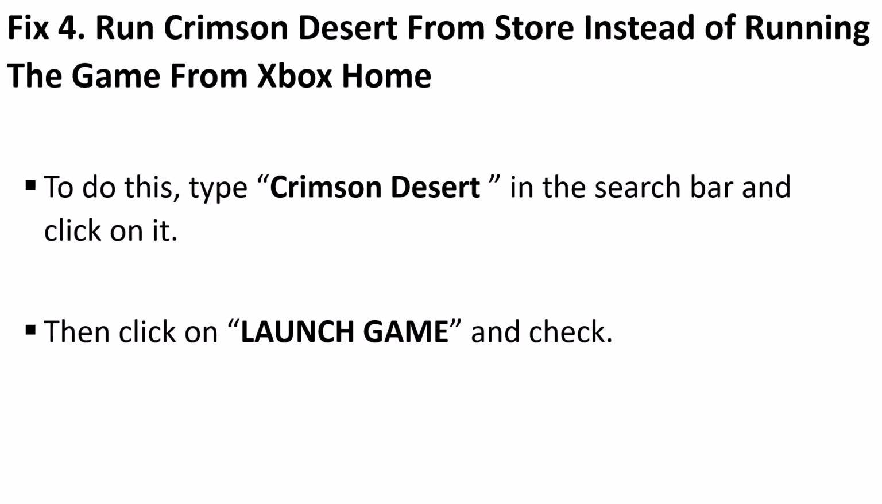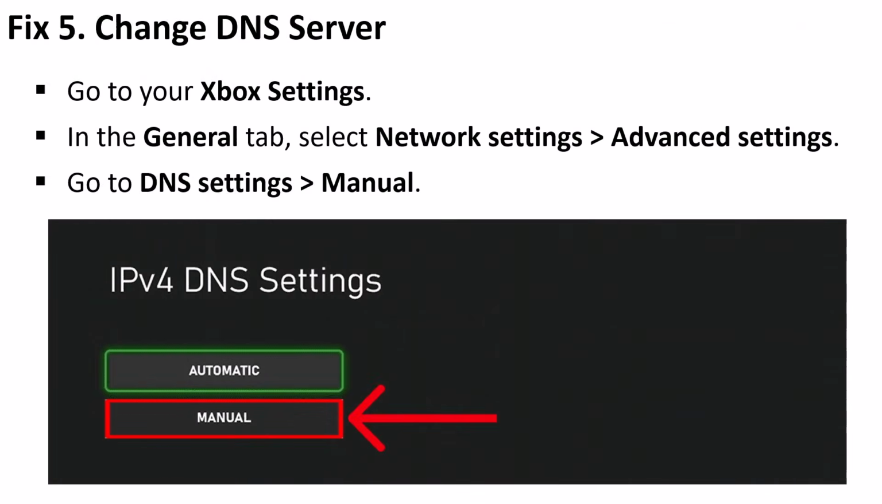Fix 4 is to run Crimson Desert from store instead of running the game from Xbox Home. To do so, type Crimson Desert in search bar and then click on it and then click on launch game and check.